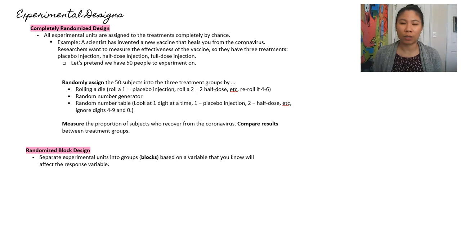We have this new vaccine for the coronavirus, but I'm thinking gender might play a role in the effectiveness of the vaccine. So I want to already set up my experiments so that I account for that. So I'm actually going to separate genders into groups so that I have blocks. So within this block design, each of the groups are called blocks.